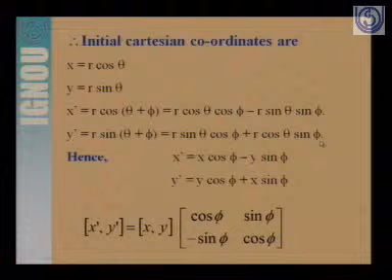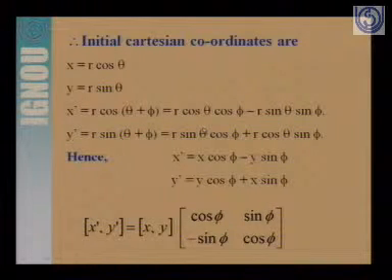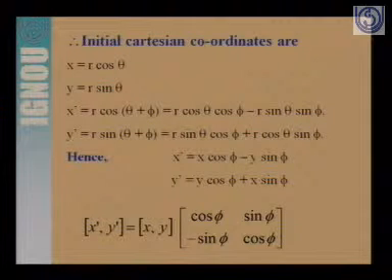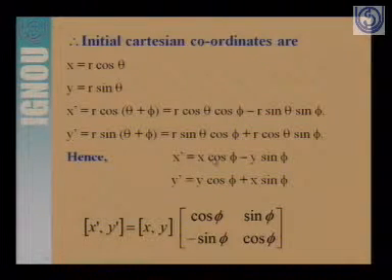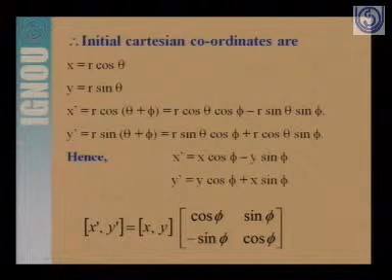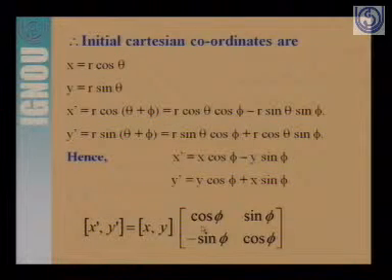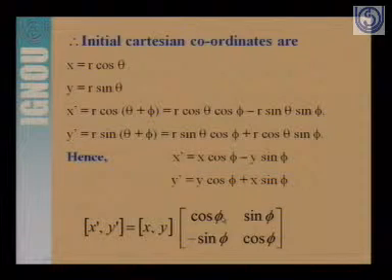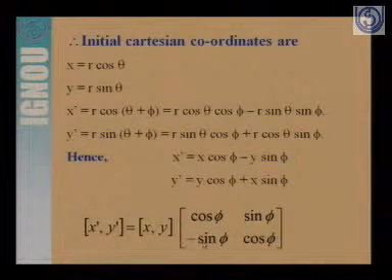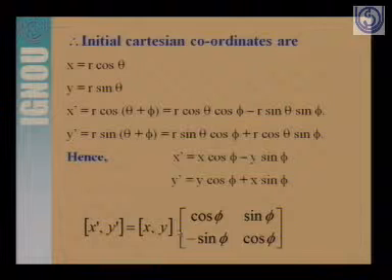But we all know that x is equal to r cos theta and y is equal to r sin theta. Putting these values, finally we get the equations x dashed is equal to x cos phi minus y sin phi and y dashed is equal to y cos phi plus x sin phi. So finally we are getting the transformation matrix, that is cos phi, sin phi, minus sin phi, cos phi. So this we have written in matrix form.